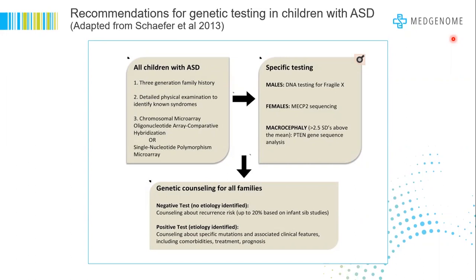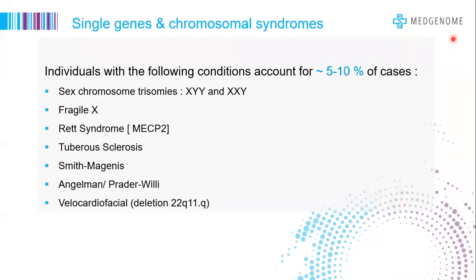And even after this, if you do not get anything, then we have to go further for the next generation sequencing or microdeletion, microduplication test. So single genes and chromosomal syndromes, like there are certain syndromes, can account for almost 5 to 10% of cases of ASD.